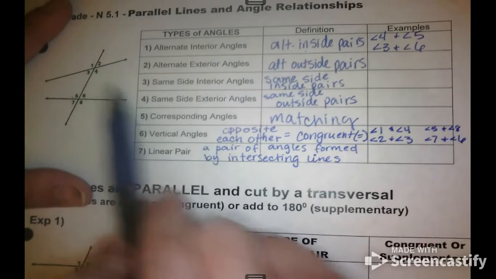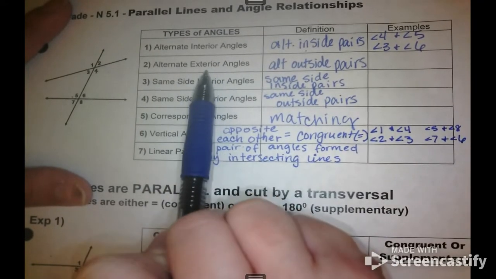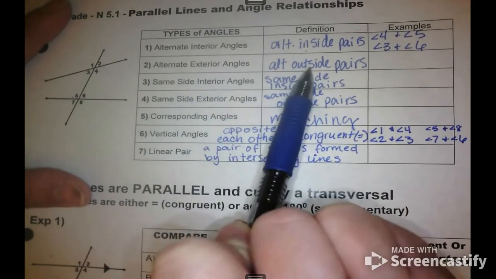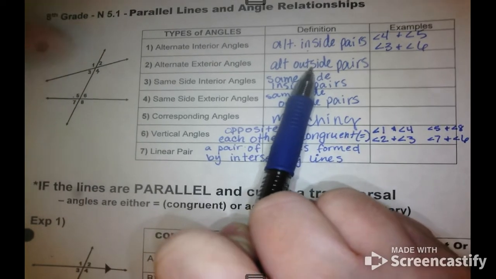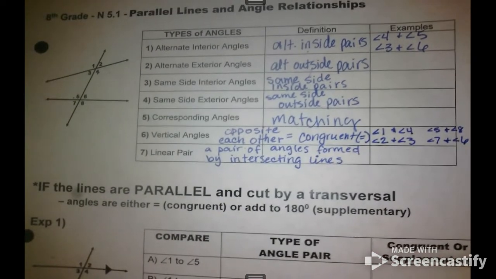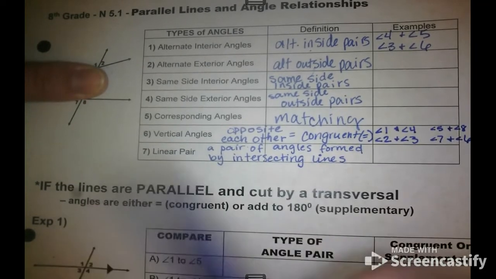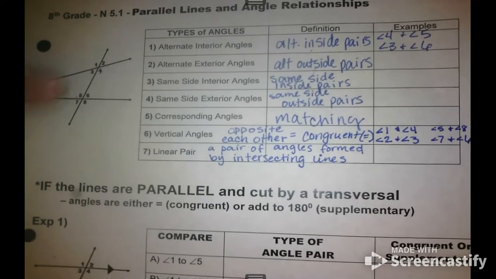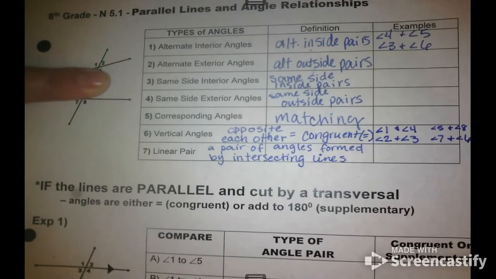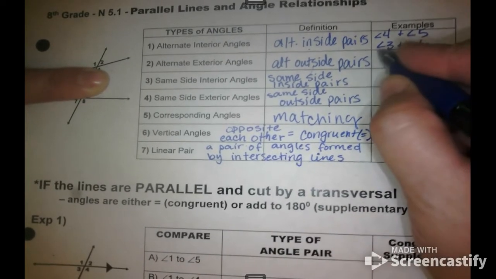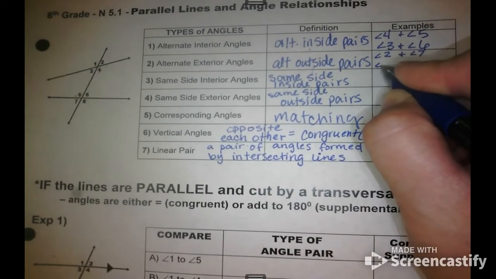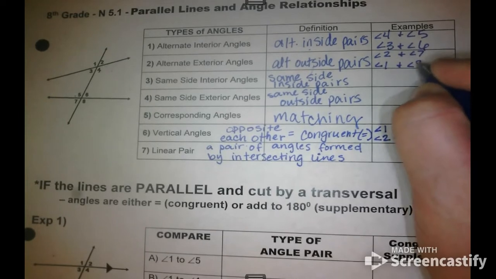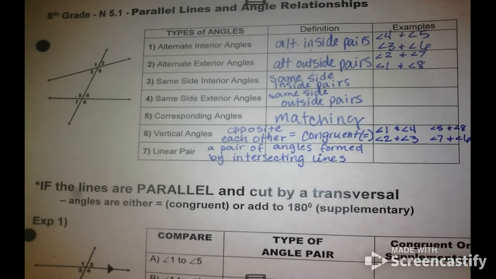Okay, so using that same thinking, I have alternate exterior. Y'all know what exterior means? The outside. So what are my outside angles? 1, 2, 7, and 8. Because if I covered my inside ones, those are the ones I have left. So which ones are alternate of each other? 2 and 7, and 1 and 8. Agree? Yeah.